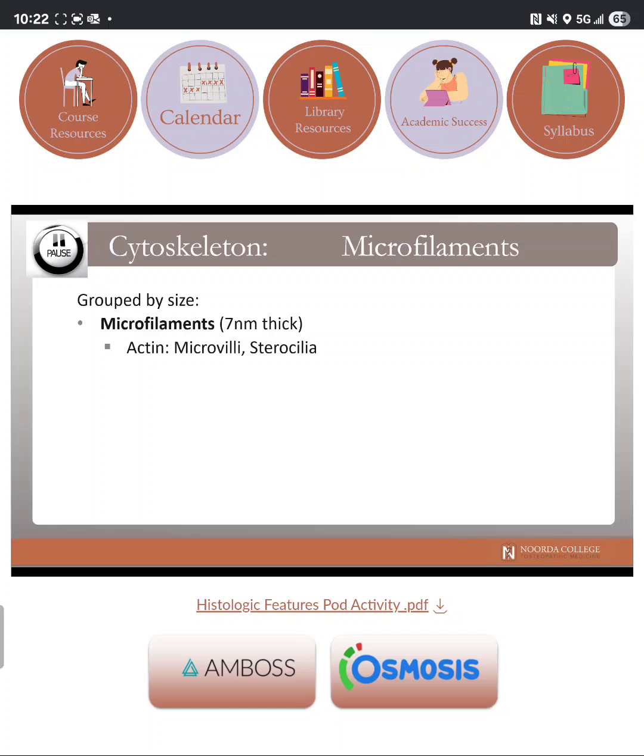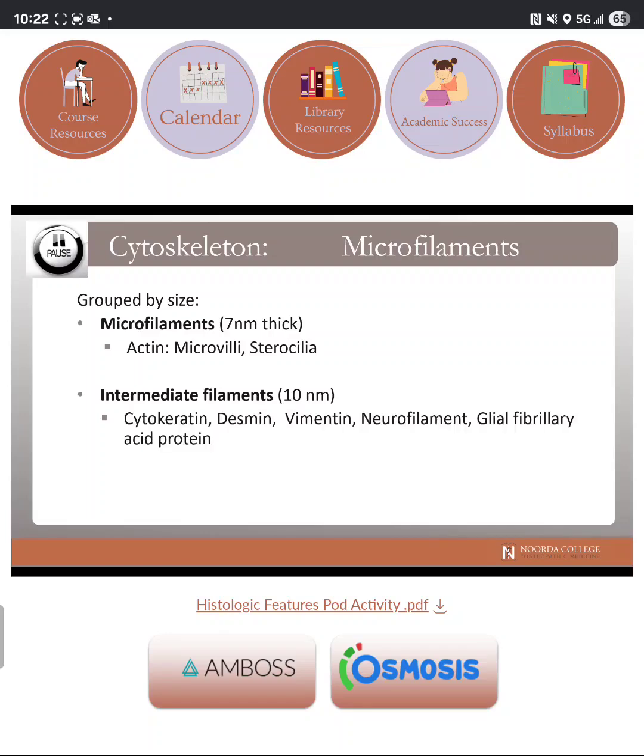I want to give you an overview where you group these filaments by size. Microfilaments are the smallest, so you can see the term actin microfilaments in microvilli and stereocilia. Intermediate filaments are a little bit larger. These are the main cytoskeletal molecules of the cells. Cytokeratin is seen in epithelial cells, desmin is seen in muscle cells, vimentin is seen in mesenchymal cells. Microtubules are the largest ones, and we see those in centrosomes and cilia.